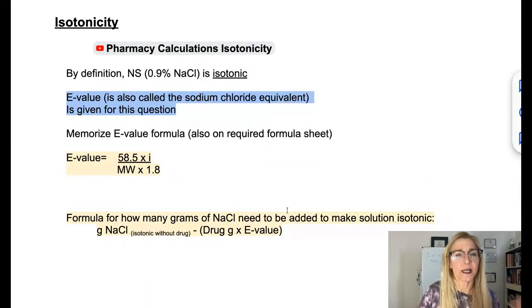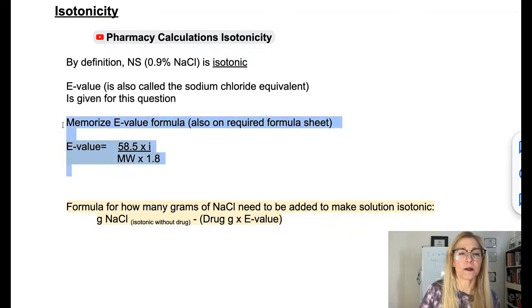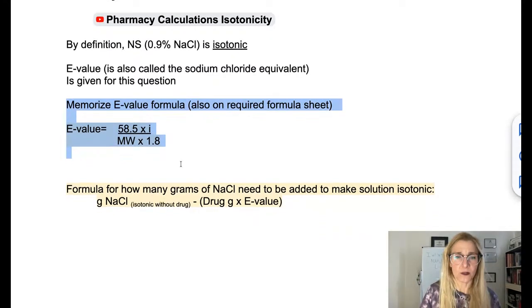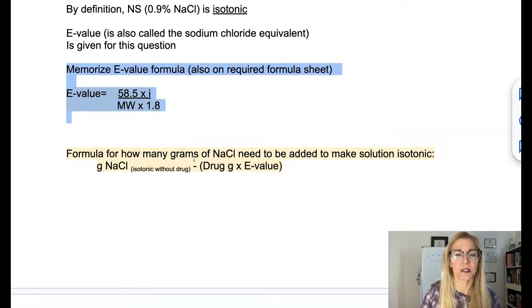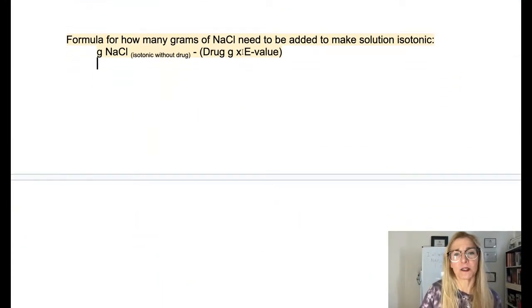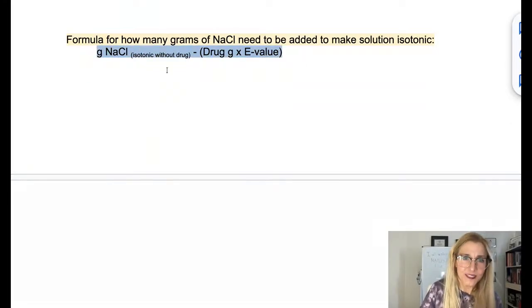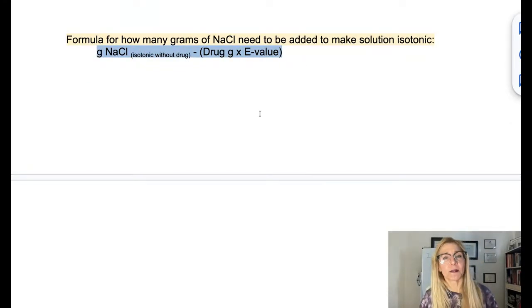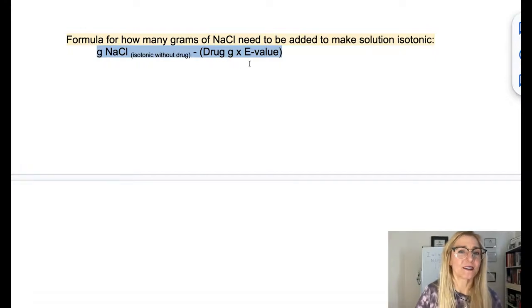So what I'd like you to do is, for this question, we don't need to know the E value formula. You will need to know it on the test, so memorize it. They provide us the E value, so this part is filled in. I'd like you to write this down. How many grams of sodium chloride are needed to be added to make this solution isotonic? You're going to take grams of sodium chloride minus grams of drug times E value.